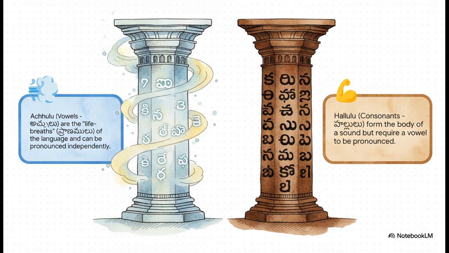And here's where it gets really elegant. It's not just a random jumble of 56 letters. No way. The whole alphabet is built on two pillars. You've got the vowels and you've got the consonants. And the way the ancient grammarians thought about this is just beautiful. They called the vowels the life breaths and the consonants the body. Think about that for a second.